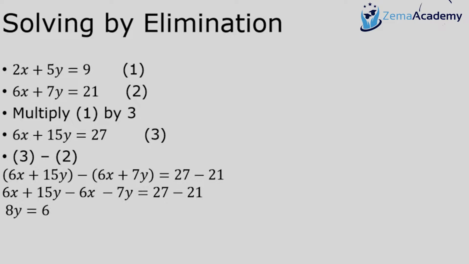The 6x minus the 6x disappears. 15y minus 7y is 8y. And 27 minus 21 is going to give me 6. So I've got 8y equals 6. So y equals 6 over 8, or 3 over 4, which is also 0.75.